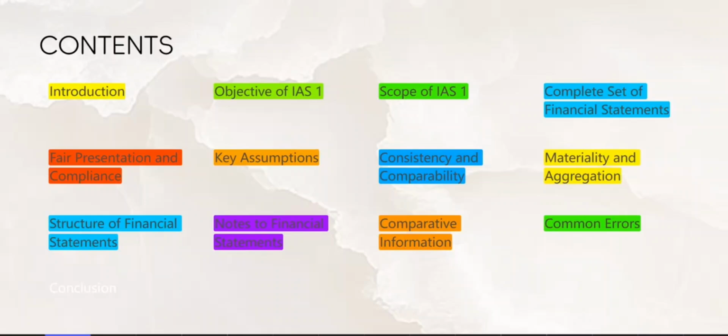The contents include introduction, objective of IAS 1, scope of IAS 1, complete set of financial statements, fair presentation and compliance, key assumptions, consistency and comparability, materiality and aggregation, structure of financial statements, notes to financial statements, comparative information, and common errors.